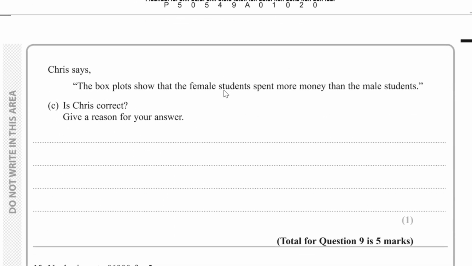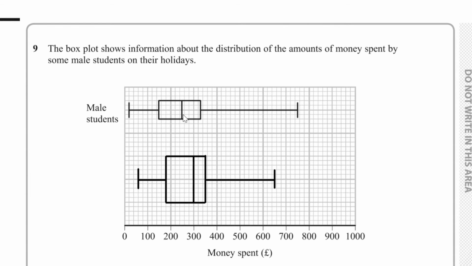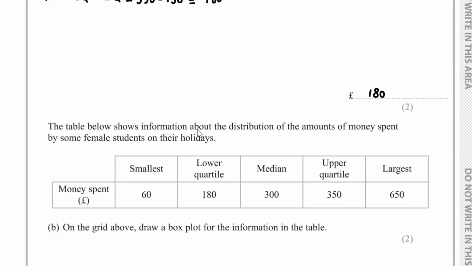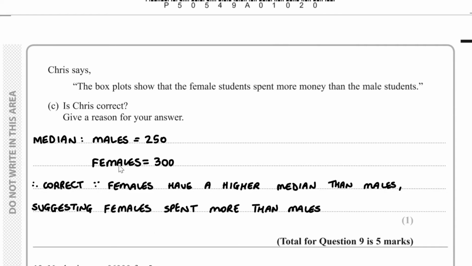Now for part C, Chris says the box plots show that female students spent more money than male students. Is Chris correct? Give a reason for your answer. Well, if we take a look at the median for the males, that's 250, and the median for females is 300. Because females have a higher median, this would suggest that they spent more on average. So therefore, Chris is correct because females have a higher average than males, and this suggests that females spent more than males.